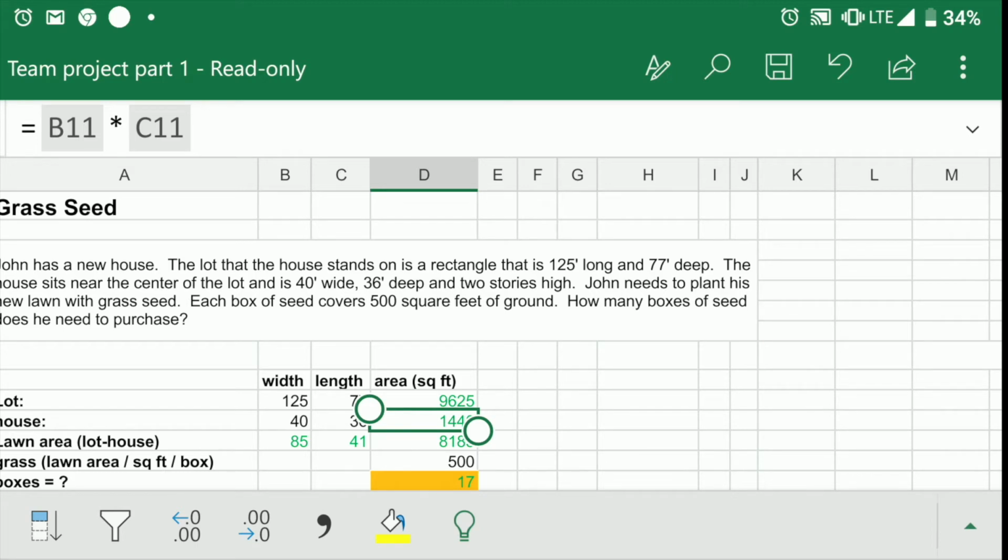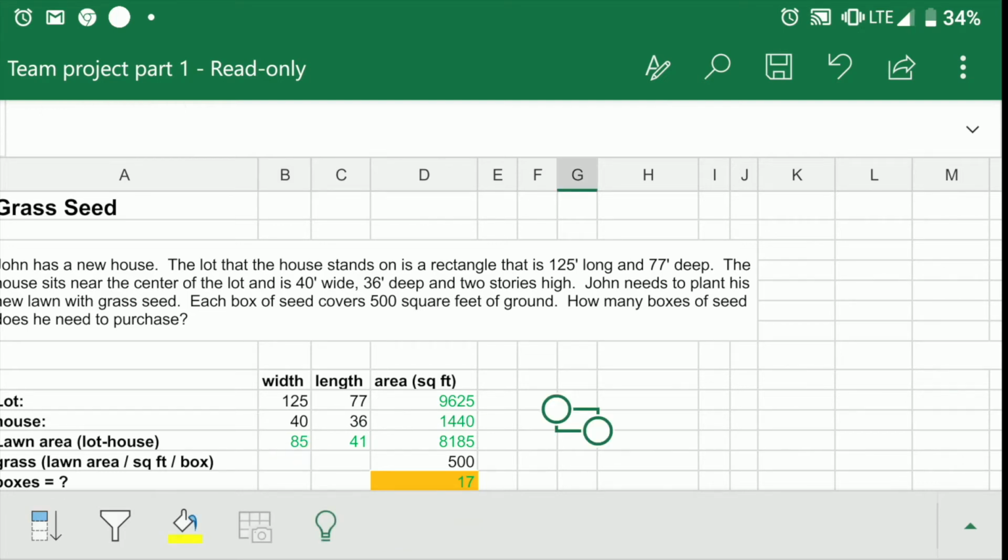So next, I need to calculate the lawn area. This required me to find the width and the length of the lawn itself. To find the width, I assigned the formula "equals B10 minus B11" to cell B12. So let's take a look at B12. B10 minus B11 assigned to B12. And then to find the length, I assigned the formula "C10 minus C11" to cell C12. So right here.